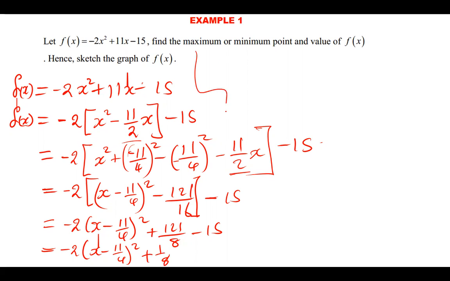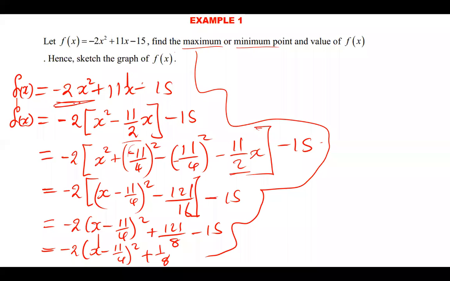Now, the question was asking us to first find what? Find the minimum or the maximum point and value. So how do you find the point and how do you find the value? There are two things here. The maximum value or the minimum value. In this case, we first have to determine whether it's maximum or minimum. How do we know? We check the coefficient of x squared. The coefficient of x squared is negative, meaning our a is less than 0.